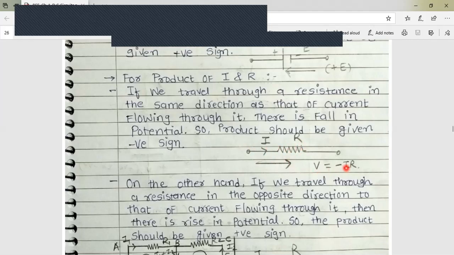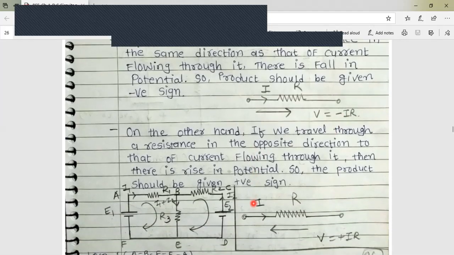On the other hand, if we travel through a resistance in the opposite direction to the current flowing through it, there is a rise in potential. Voltage always increases, potential always increases. So this product should be given a positive sign. So there is IR in place of minus IR. Now we'll see examples by taking a circuit.